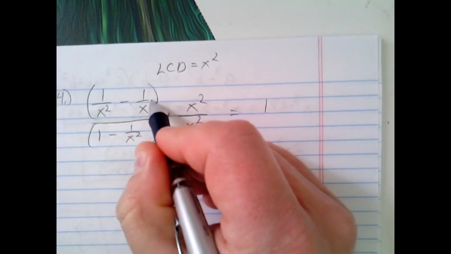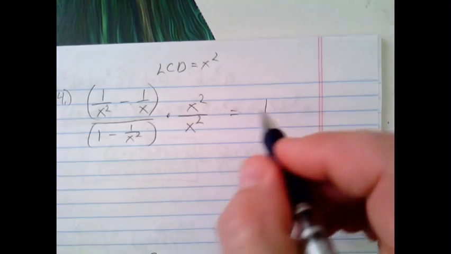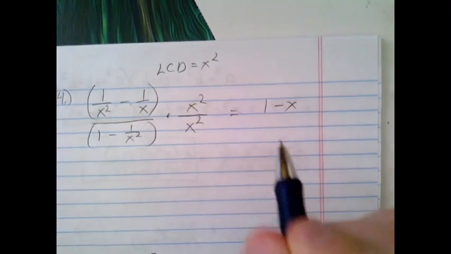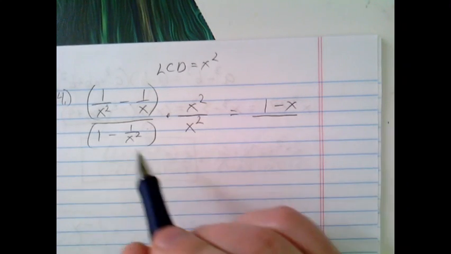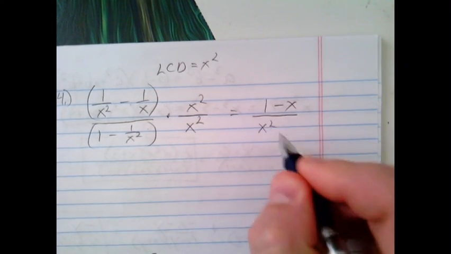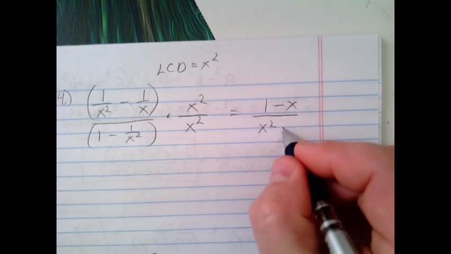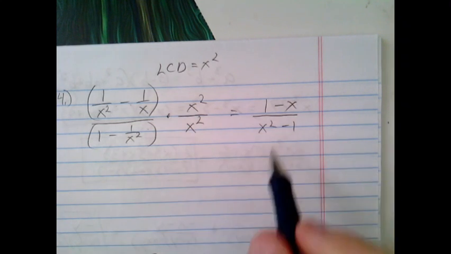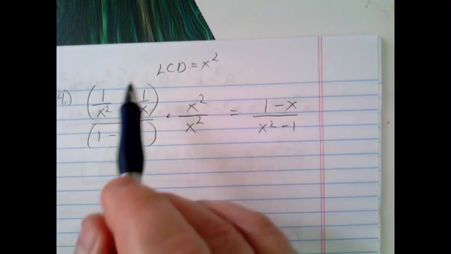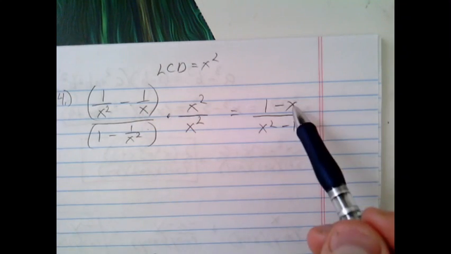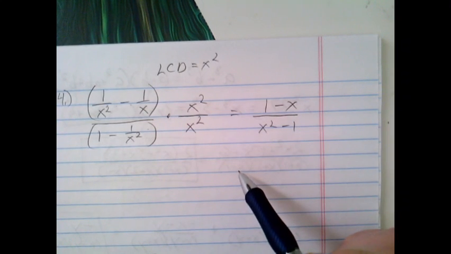Now when I do x squared times 1 over x, there'd be some cancellation, but I'd still have an x in the numerator. So I'm left with 1 minus x. In the bottom, x squared times 1 is just x squared. x squared times 1 over x squared is 1. Now notice in the bottom I have a difference of squares. At this point, I've knocked it down from being a complex fraction to being a regular fraction. There's no longer little fractions within the bigger fraction.